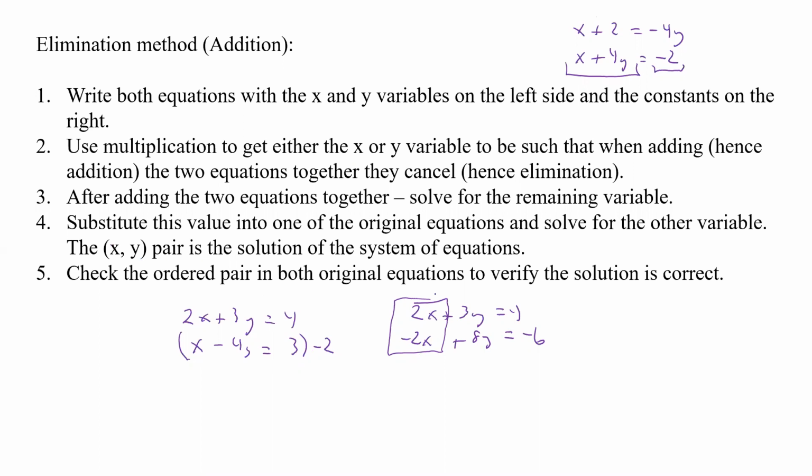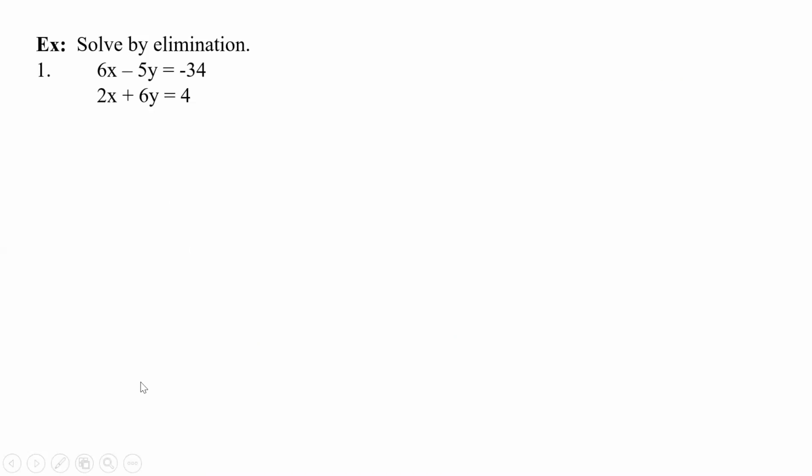So after we add the two equations together, we're going to solve for the remaining variable. And then after we get that, we do what we've been doing. We substitute that value back into one of the original equations, solve for the other variable, and we get an xy ordered pair out. And then we're going to check that ordered pair in both original equations to verify our solution is correct.